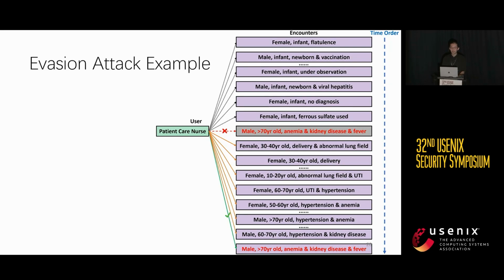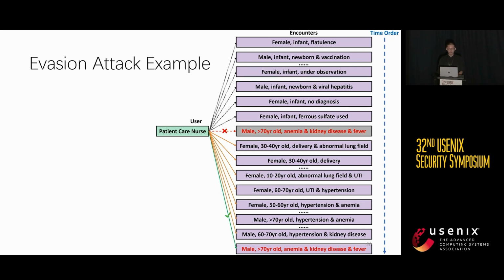Here we show an example of how our attack works. The adversary is a nurse of newborns and would like to access an encounter of some elder male, which is the red arrow here. This will look very weird, and the system can easily detect it because the nurse previously only accessed some newborns, but here starts to visit some elder.